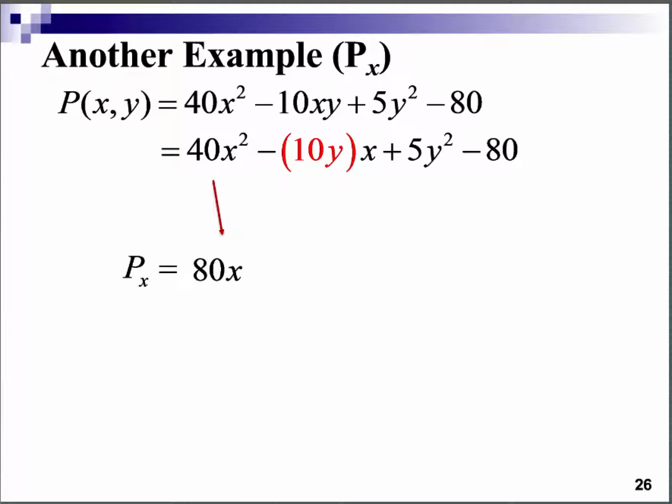Now remember, we're taking the partial with respect to x. So y behaves as though it's a constant. Therefore, y squared is also a constant, and 5y squared is also a constant. So that whole third term, 5y squared, is behaving like a constant for the purposes of derivatives, and therefore the derivative of that is 0. And of course the last term, negative 80, is always just a constant. There's no variable there at all, so that of course has a derivative of 0.